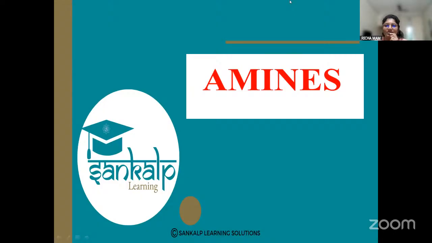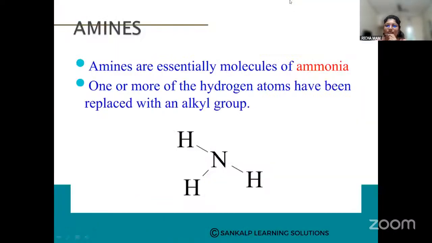Yesterday we started with amines, right? So what are the things we have discussed in amines? We discussed what amines are. We know that amines are derivatives of ammonia, in which one or more hydrogen atoms can be replaced with an alkyl or an aryl group, right? So these things we discussed in the last class.